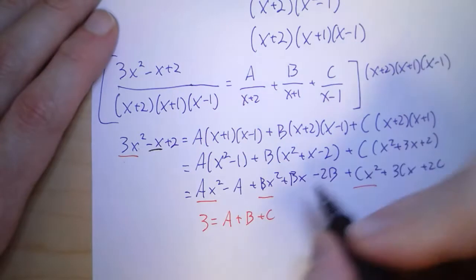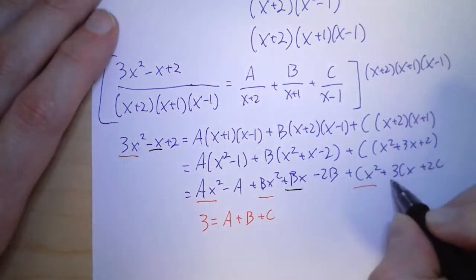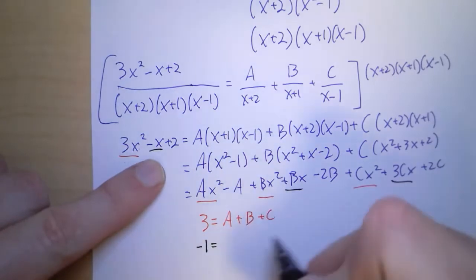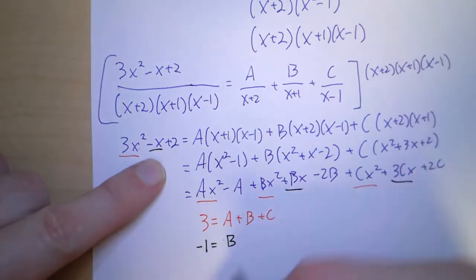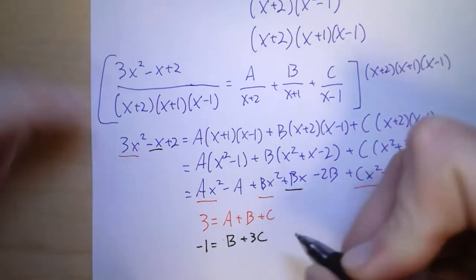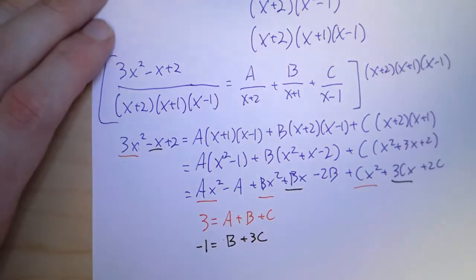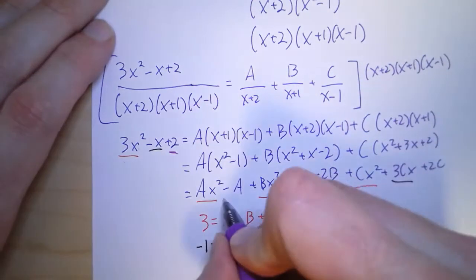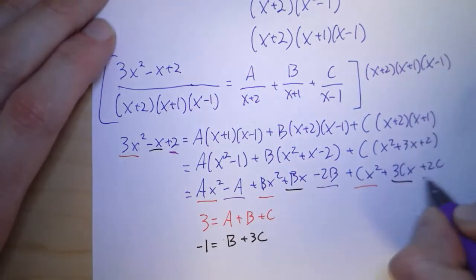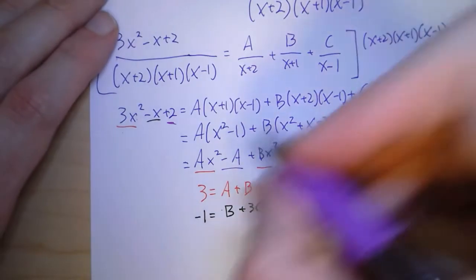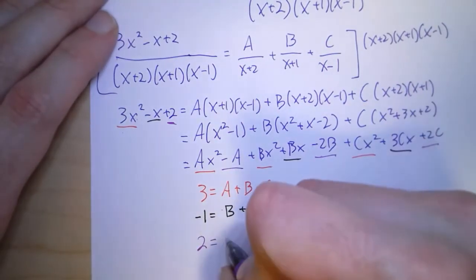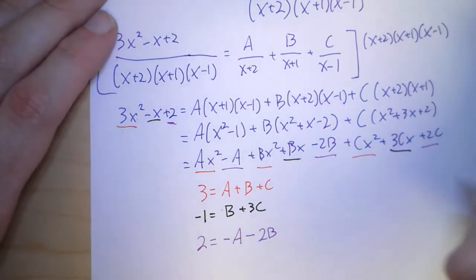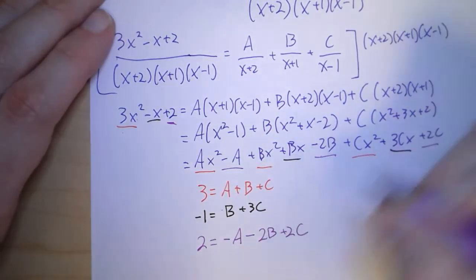So next, we look at anything that has an x term with it. So the coefficient here is -1, and that's going to equal b plus 3c. And then finally, the constant, 2. So that's going to equal this and this and that. So 2 is going to equal -a minus 2b plus 2c.